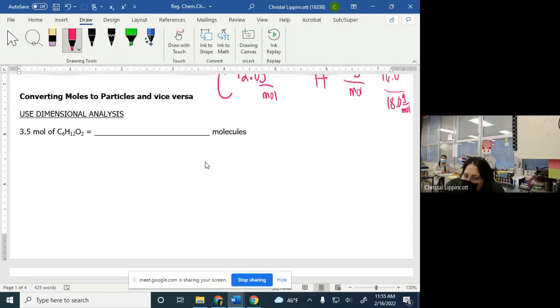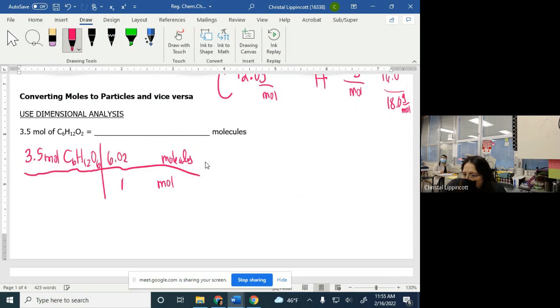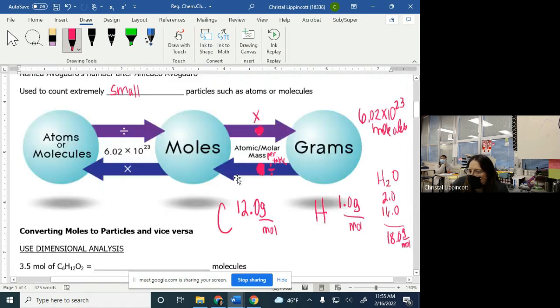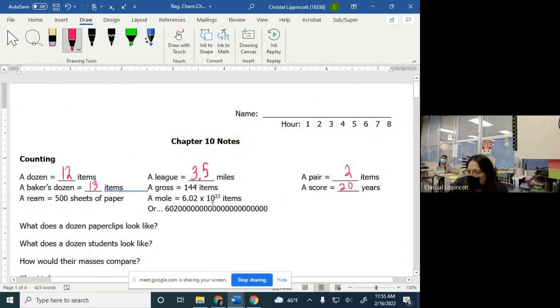All right, if I'm starting at 3.5 moles of C6H12O6, and they want molecules. So for me, I'm going to do moles to molecules. And that's going to be 1 mole and 6.02 times 10 to the 23rd. I got this conversion factor from up here. That's where it is, right here. See where I told you that a mole is this many items?